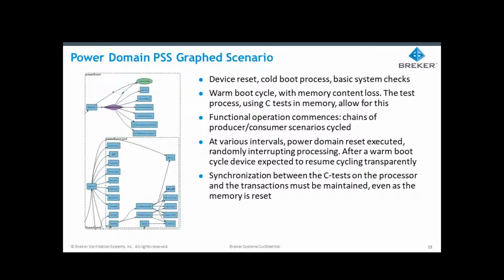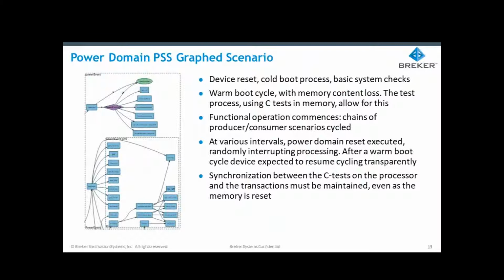The nice thing about it, and where the engineers were having trouble, was trying to synchronize all these tests between the transactions on the hardware and the C tests on the software. And the system is able to do that because by looking at this high abstract scenario model and then generating tests, synchronizing happens just as part of that.